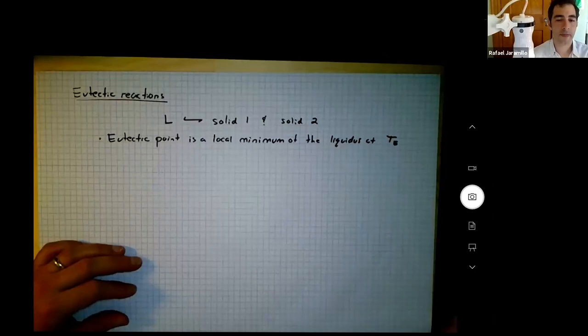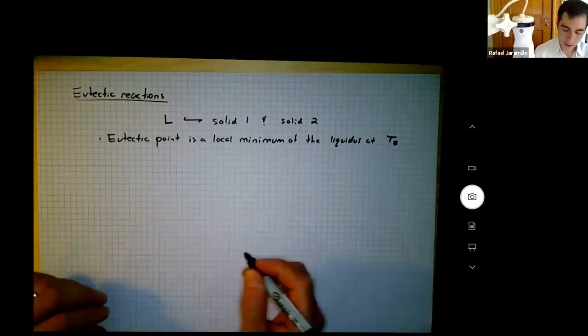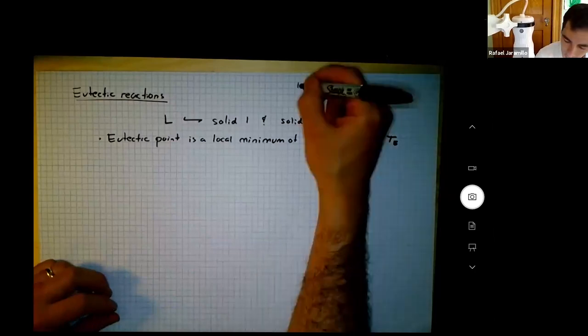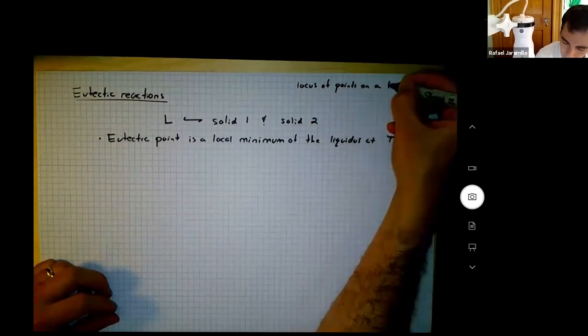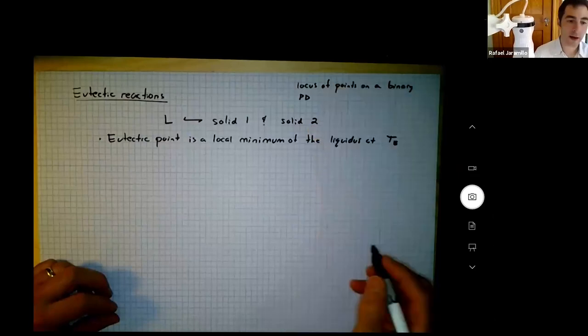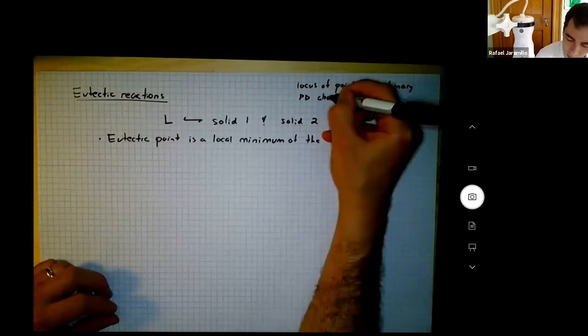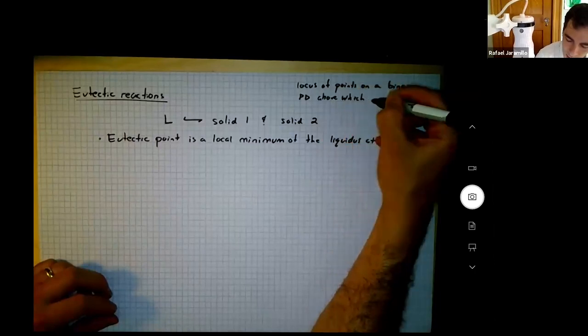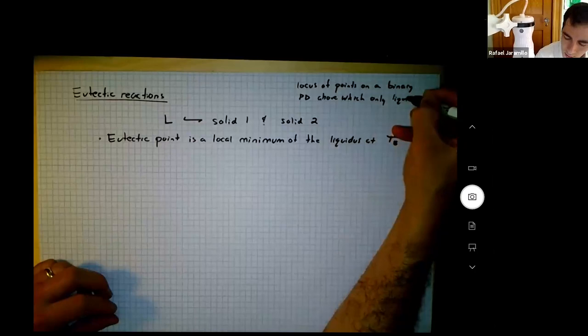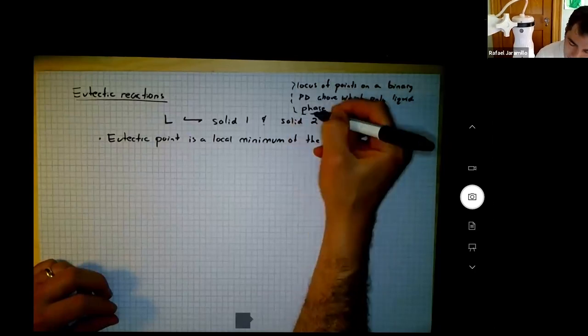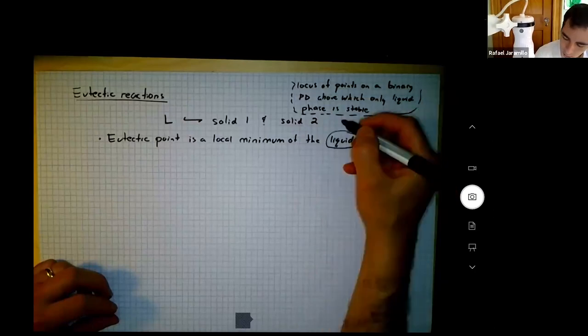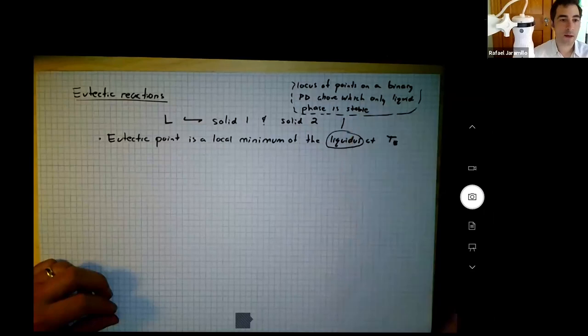Do folks know what the liquidus is? I haven't defined that yet. Let me pull up the slides. And while it loads, I'm going to define it. Okay. The liquidus is the locus of points on a binary phase diagram above which only liquid phase is stable. That's the liquidus. All right, let's look at some phase diagrams.